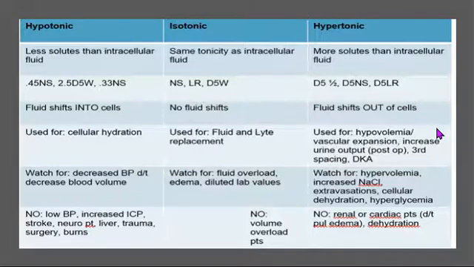Hypertonic are used for hypovolemia, vascular expansion, increased urine output post-op, for third spacing and DKA. So when you're studying your DKA, you most commonly are going to give them a D5, probably a D5L or a D5 normal saline, D5.5. When you're giving an insulin drip in DKA, you're actually mixing it in a dextrose because they have no volume. Their cells are shrunk, so you need to expand them.